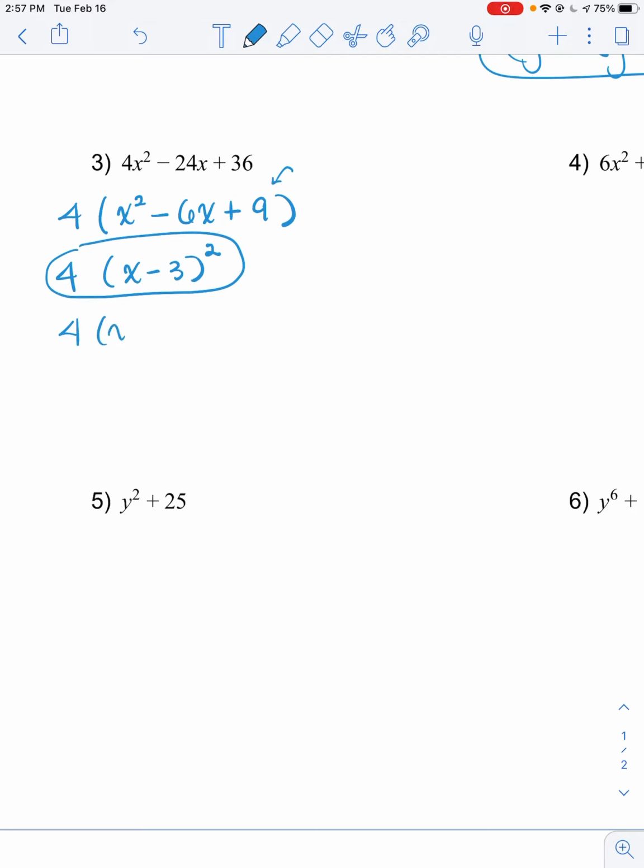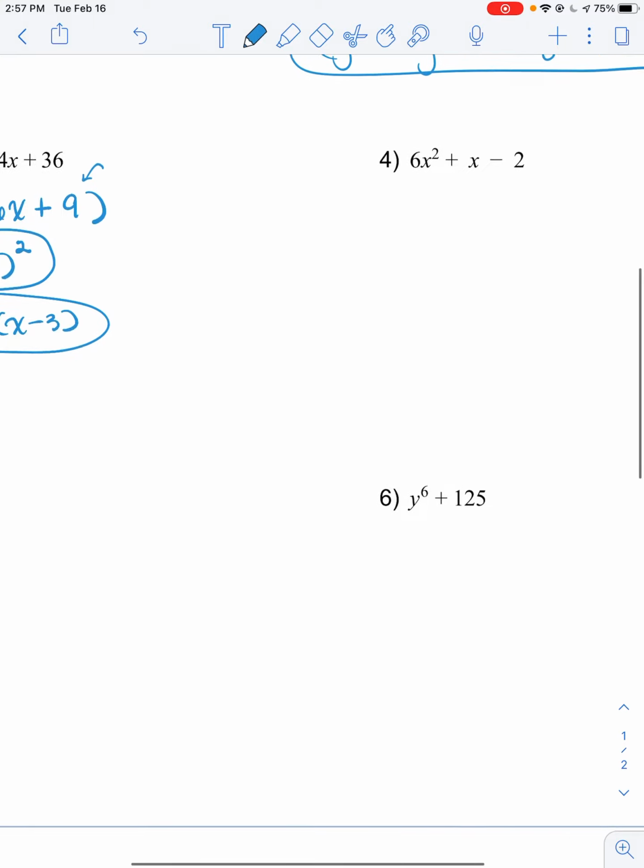An alternative statement of that answer could be like this. Either one of those would be acceptable on a test. Usually we prefer the first because it's a little bit shorter.